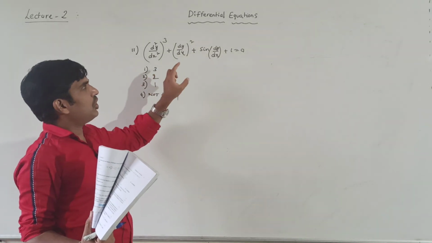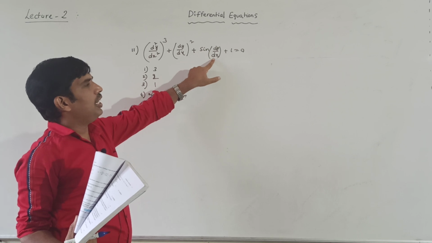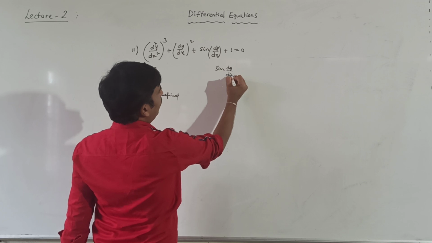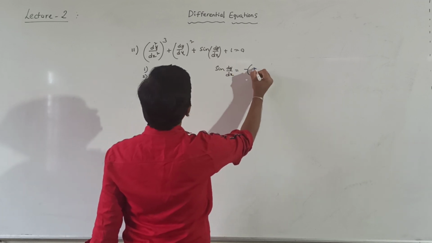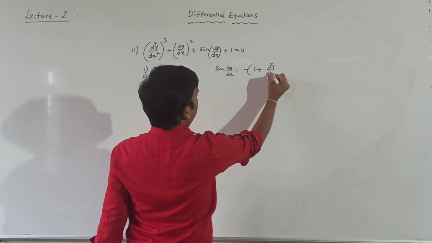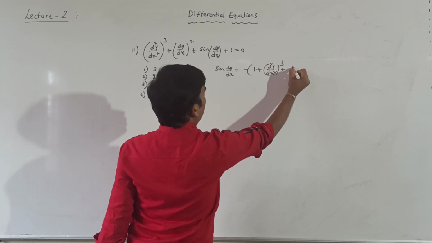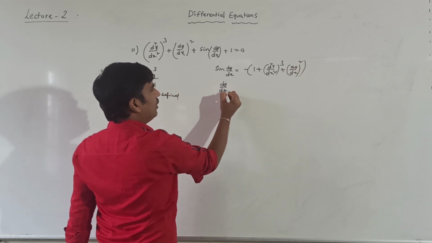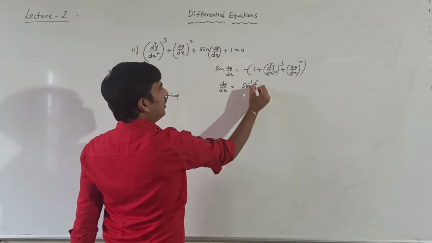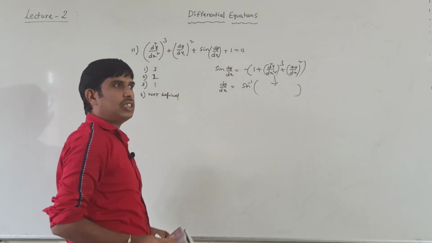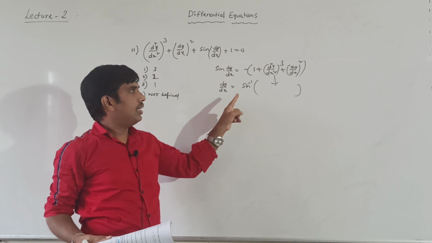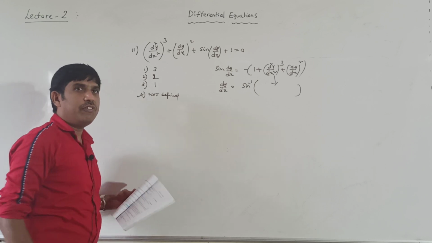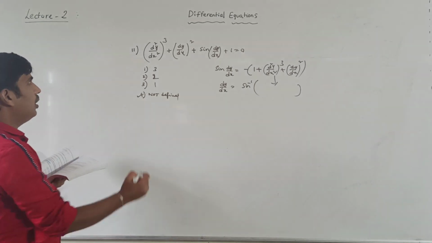Is this differential equation containing a transcendental function including derivatives? Yes. Therefore, how to write it? Sin dy by dx is equals to minus 1 plus d square y by dx square whole cube plus dy by dx whole square. If we eliminate the sin, we get sin inverse of an expression where derivatives exist again. Therefore, the transcendental function again includes a derivative. Hence, degree is not defined for this differential equation.